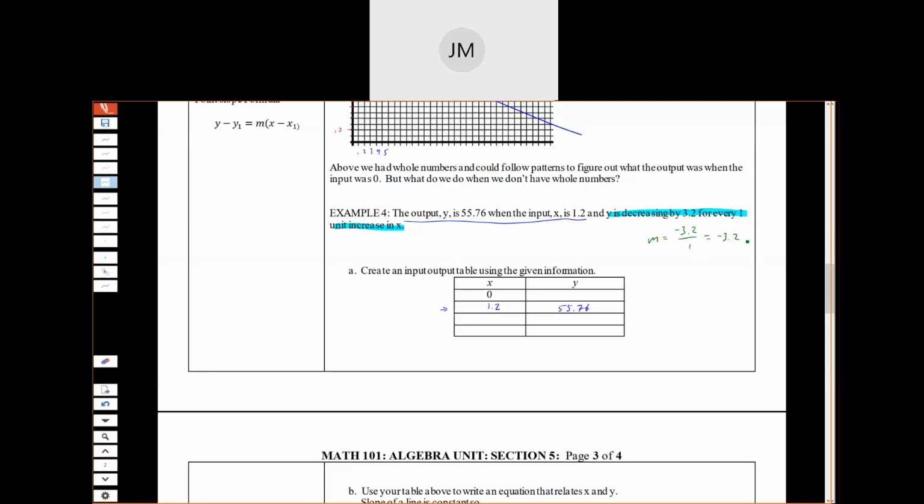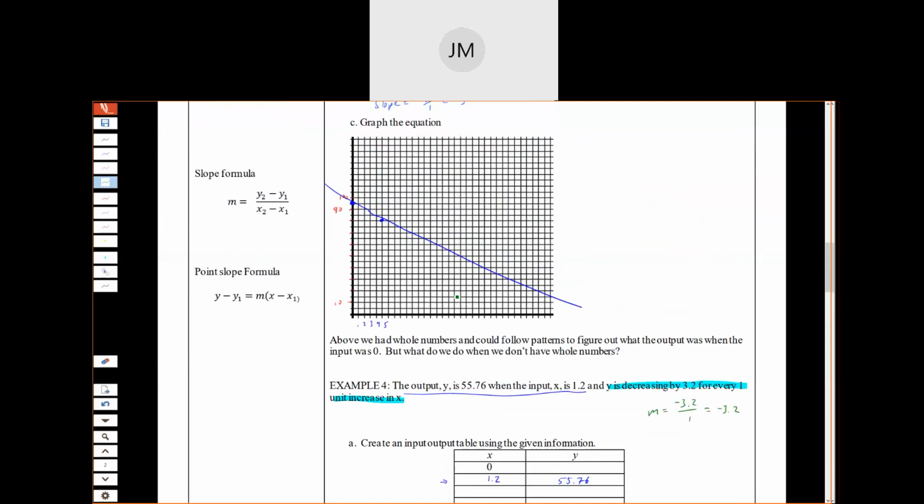All right, so how would I go about creating an input-output table? How do I find this 0? Well, I'm not going up or down by a whole number, so that makes things a little bit more complicated. What I'm going to do is take advantage of some of the formulas that I have.